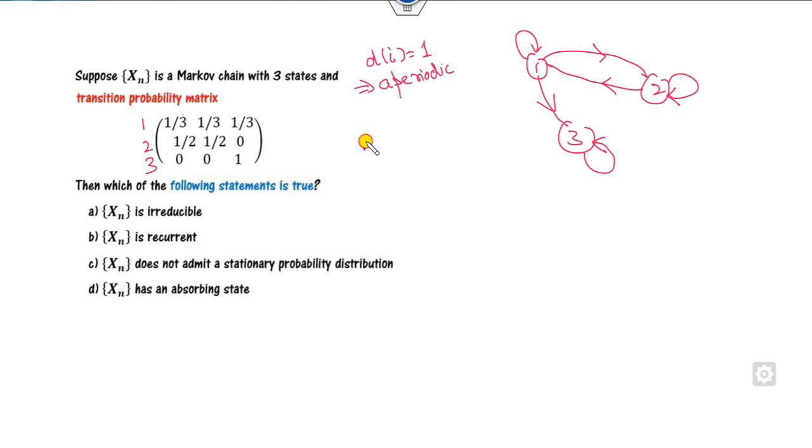So is it possible you can start from the 1 and go to the 2 or 3 directly or indirectly? Yes. Similarly, is it possible you can go from the 2 to 1? Yes. 2 to 1, 1 to 3? Yes. Is it possible you can go from the 3 to 1 and 3 to 2? Not possible. It means this is my reducible Markov chain. It is not irreducible. So the first option is cancelled.